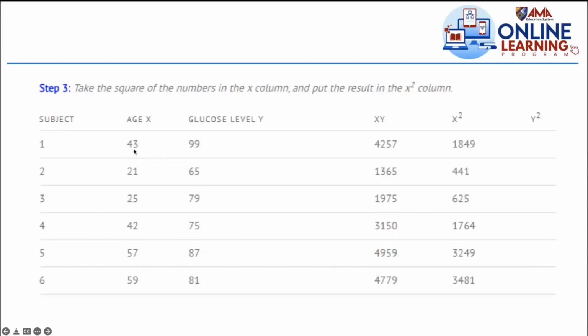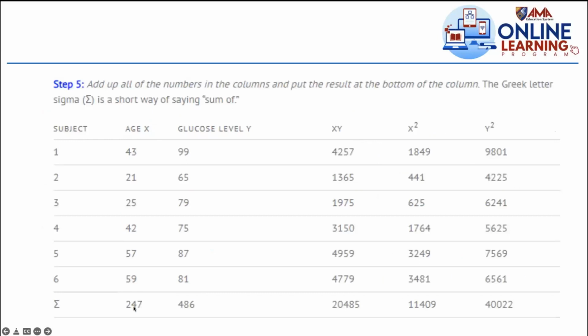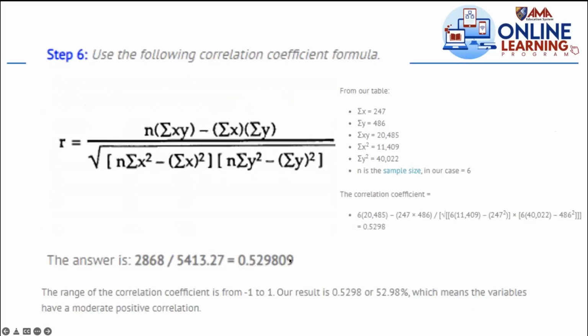So next is the x squared. Just square the x: 43 times 43, 21 times 21, and so on and so forth. And the y squared: 99 times 99 is this, 65 times 65 is this, and so on. And then add all of these, because in the formula you have summation x. Summation x means the sum of all of this. Summation y, the sum of all of this. You also have summation xy in the formula, right? So add all of this. All of this you will substitute into the formula and you will get this answer now, 0.529809. Just substitute and use a calculator.